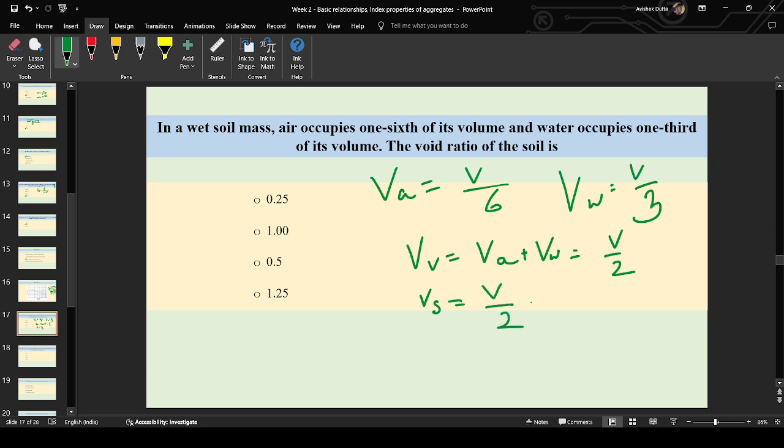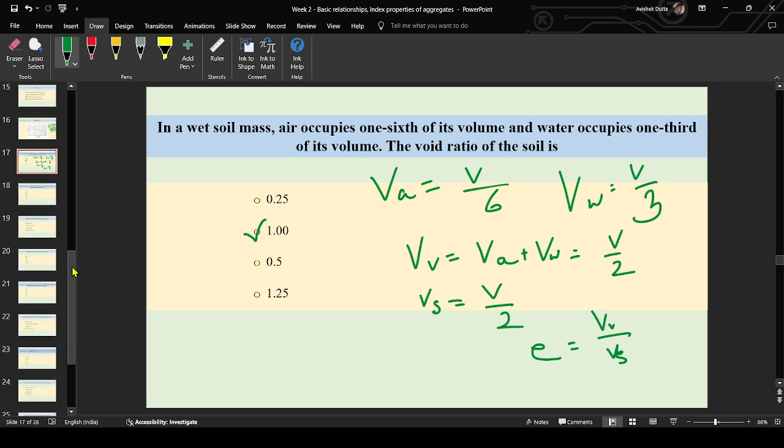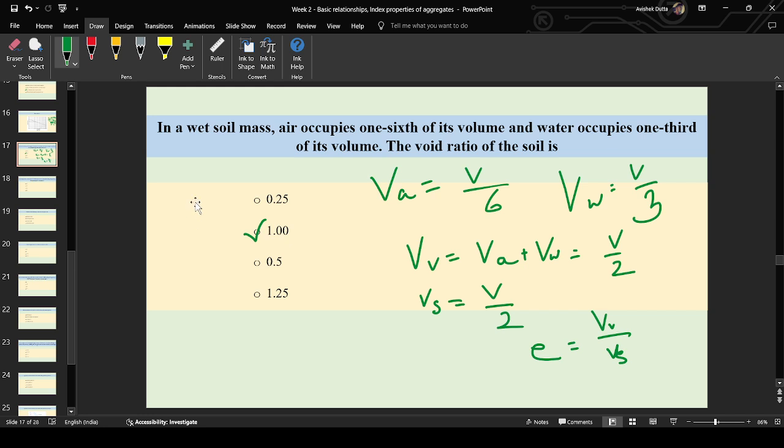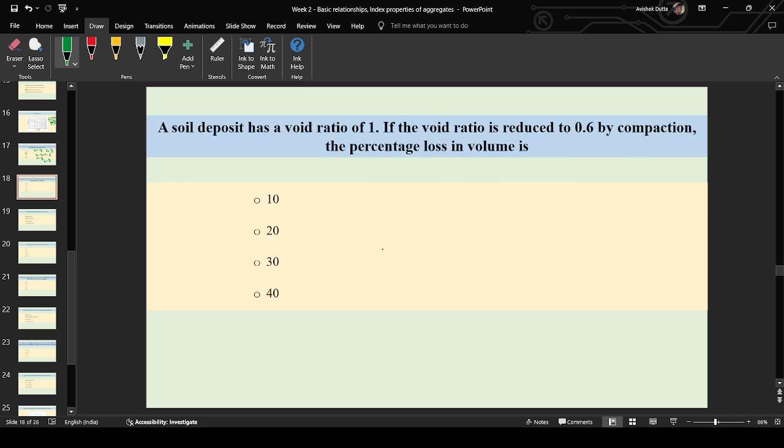So what is void ratio? Void ratio is volume of voids divided by volume of soil solids. V by 2 gives us 1. Okay. Next question. Soil deposit has a void ratio of 1. Void ratio reduced to 0.6 by compaction. Percentage loss in volume. Any answer?